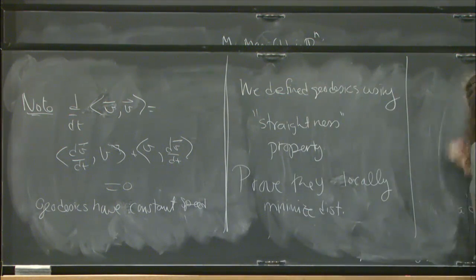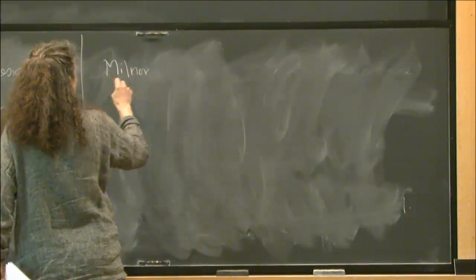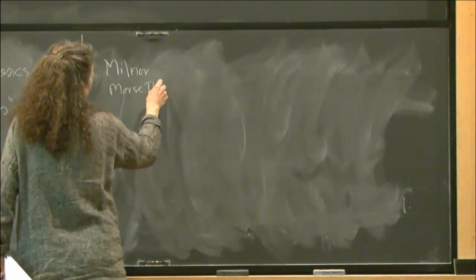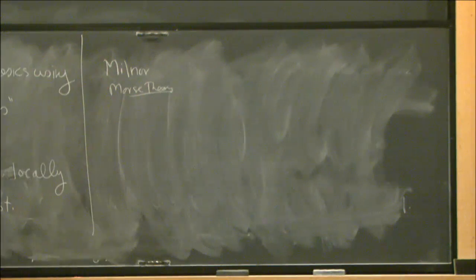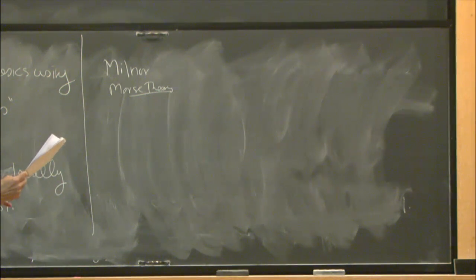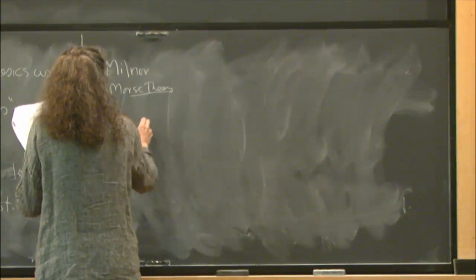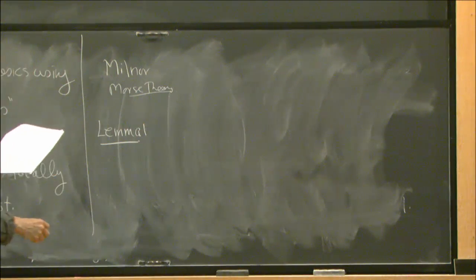And I found a very nice proof of this in Milnor's Morse theory book. This is the book where I learned everything I know about differential geometry, in this slim volume. I recommend it highly. Anyway, let me just give you the outline of the proof. Okay, so here's lemma 1. I'm just going to state the two lemmas that prove it.